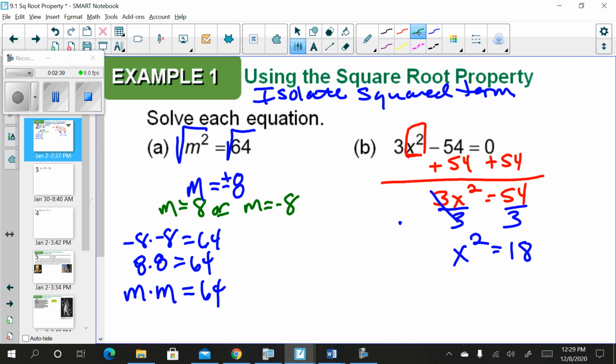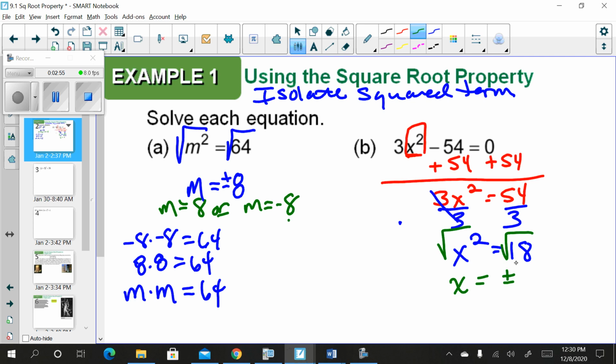And then to undo squaring, we're going to square root. Now, here's where we need to have a conversation again. For sure, we know it's going to be plus or minus for the same reason as the last one. But 18 isn't a perfect square like 64 was. So what are our options for dealing with what we get for our answer?